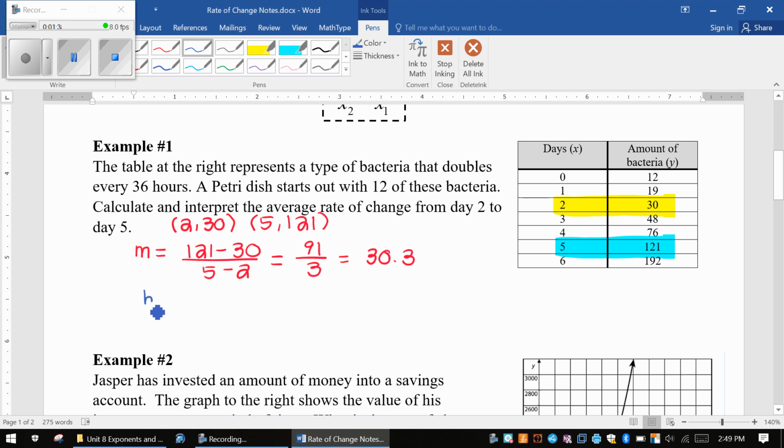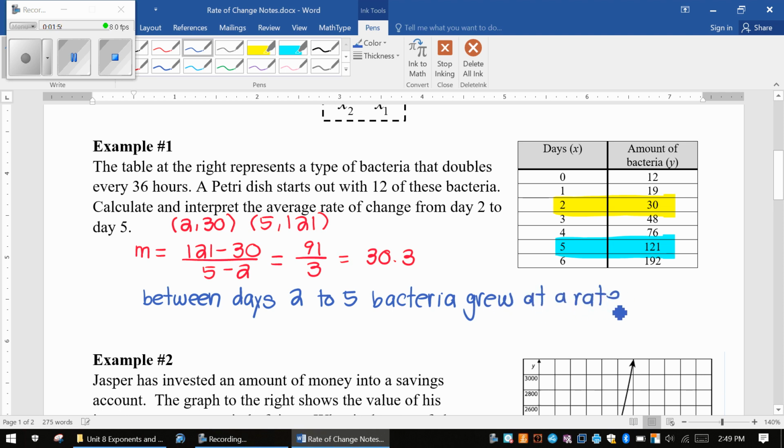So what that means is between days 2 to 5, bacteria grew at a rate of 30 per day. Okay, so I told you which 2 points to use, and then you calculated the slope or the rate of change between those 2 points.